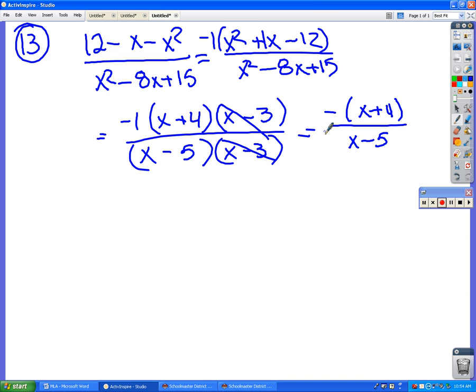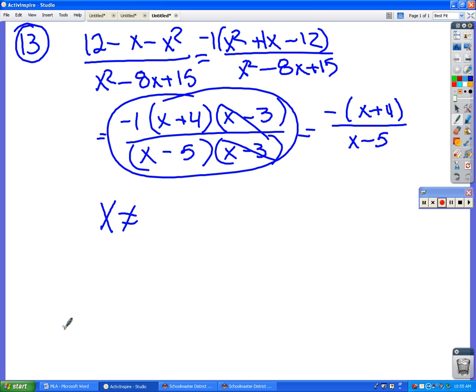Okay, then it also says something about stating restrictions on the variable, and we didn't really talk about that yesterday, but this relates directly to what we were doing last week with the discontinuities. If you look at this original thing right here before I canceled anything, what values of x are not allowed in this problem? 3 and positive 5. Why? Right, because that would make us have a 0 on the bottom. It's the exact same thing, which we can't have.